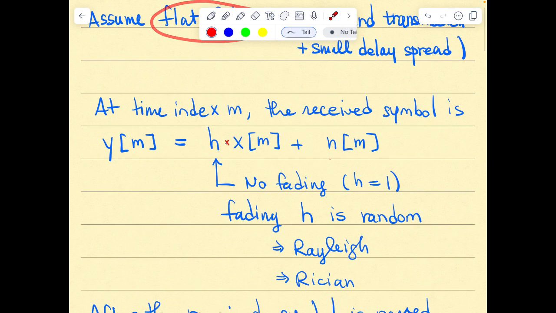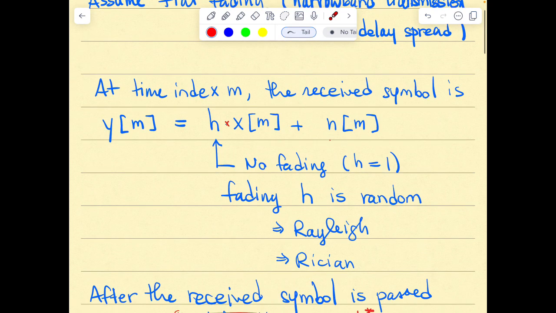That means at time index m, the received symbol, which is y at index m, is equal to the transmitted symbol x at index m multiplied with the channel coefficient. So this is where the flat fading assumption comes in. You see that it's only one coefficient which contains all the effects of all the paths within one variable. And there's a noise at index m.